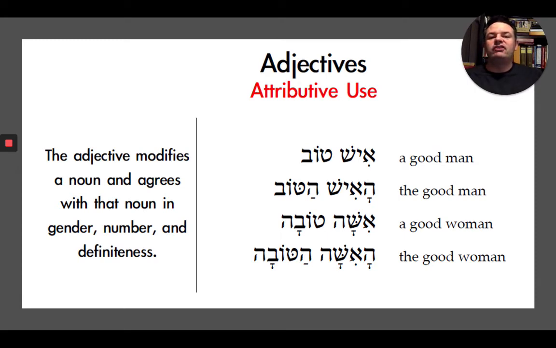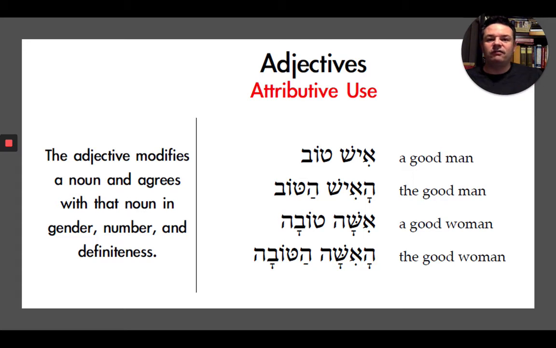And the first one is the attributive use of the adjective. Again, don't let that scare you that we're using fancy language here. An attributive adjective modifies a noun. A very common way that an adjective is used. So if you want to say a good man, what you would say is ish tov. The word ish means man. The word tov means good. And it's saying a good man.